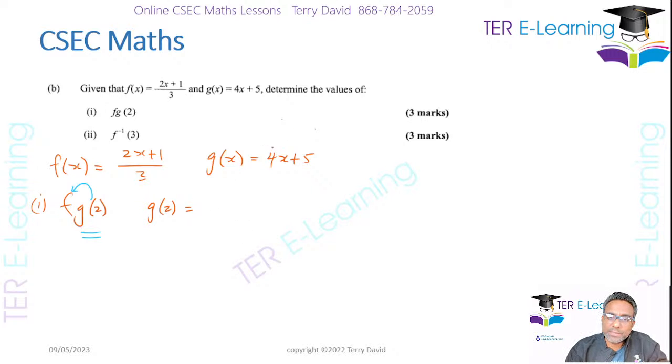G of 2 is, we're using this one here. So this is 4 by 2 plus 5. So that's 4 2s are 8 plus 5. So that's going to give me 13, right?